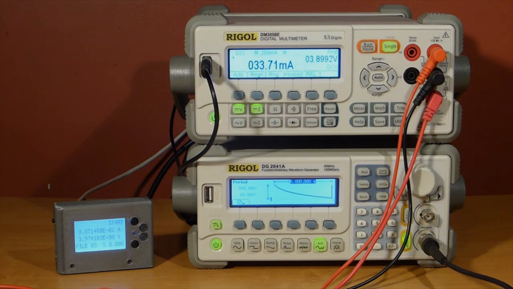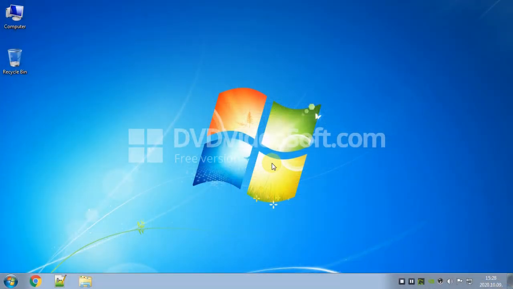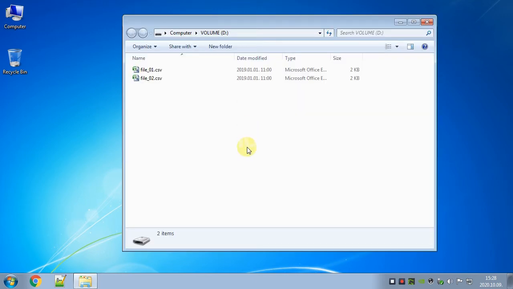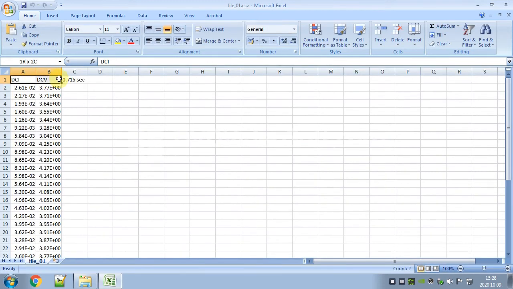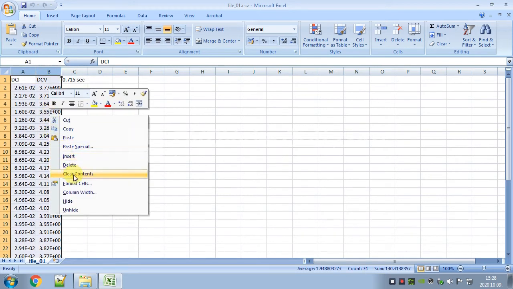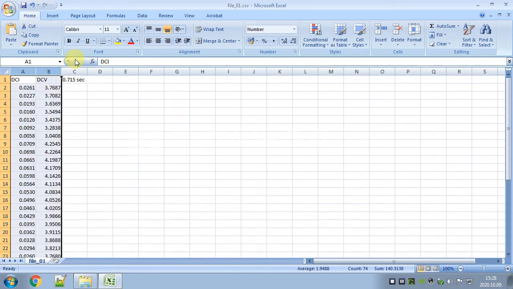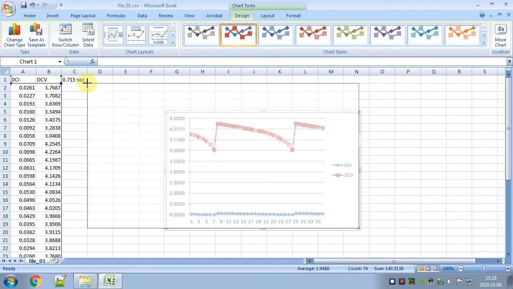To examine results, the Data Logger is connected to a computer as a USB flash disk. Measurement files can be opened in Microsoft Excel. The file shows measurement type, measurement interval, and values logged. A graph of measured values can be created.